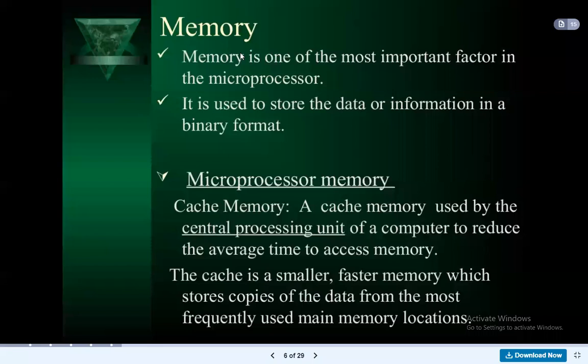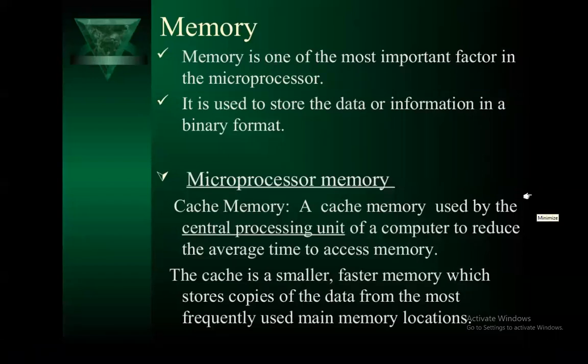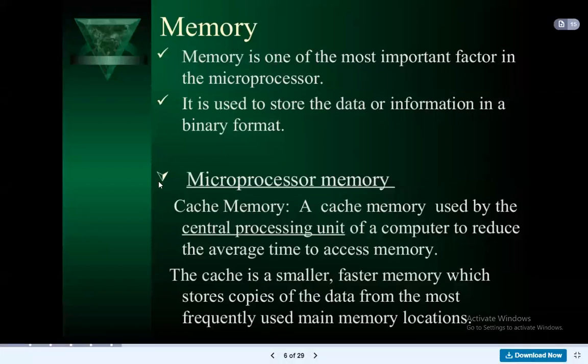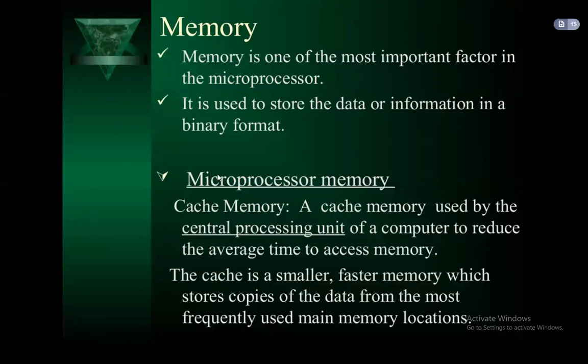I will move on to memory. Every microprocessor chip has its own memory. What is memory? The memory is nothing but a register which is used to store some kind of data. So memory is one of the most important factors in the microprocessor, and it is used to store the data or information always in binary format, because our computer knows only zeros and ones. Apart from this, it does not know anything.